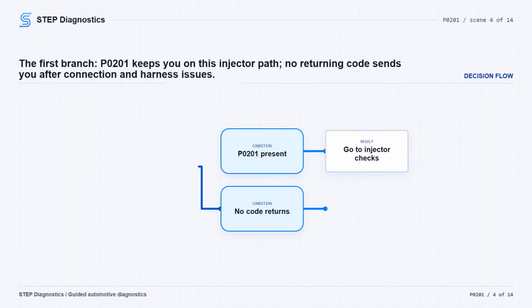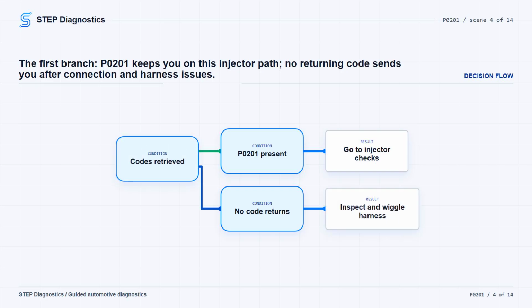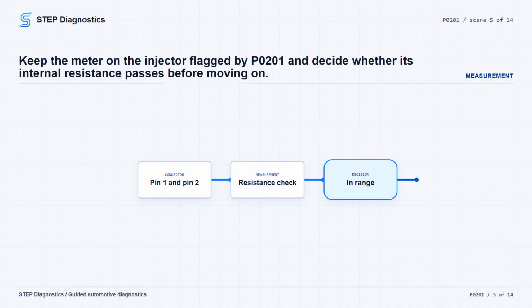If no codes return and the concern cannot be duplicated, inspect for loose connections, damaged terminals, or corrosion, and wiggle the harness while trying to recreate the concern. Repair what you find, and keep the symptom diagnosis separate from this code path. Do not turn this into an all-cylinder injector test. Only diagnose the injector indicated by P0201.